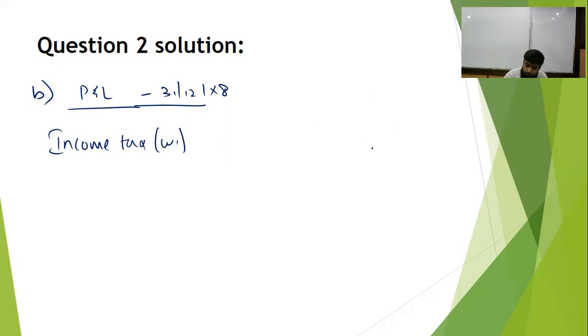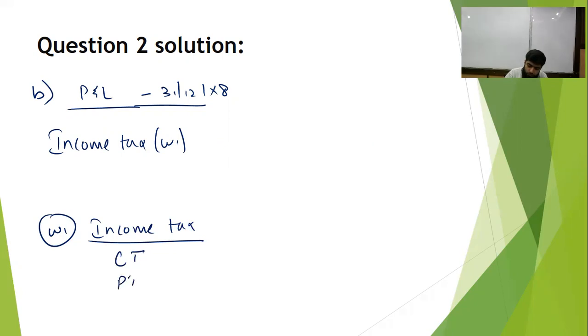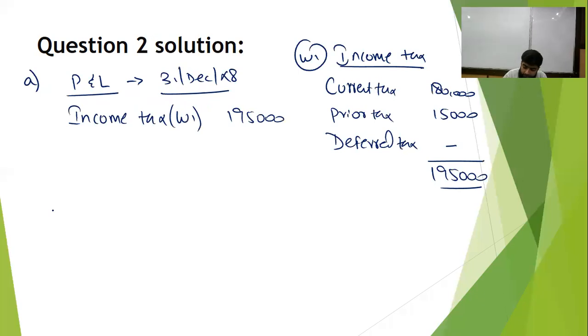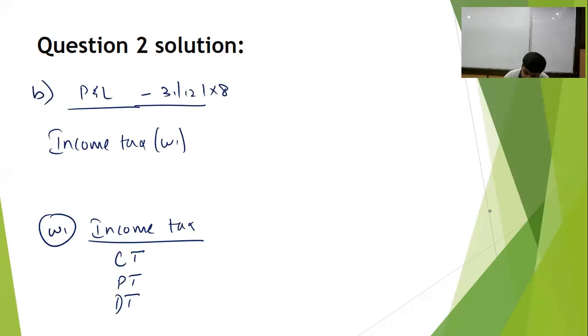And for working one, we definitely have three different types of taxes. Income tax will include three different taxes. Number one, the current tax. Number two, the prior tax. And third one is the deferred tax. Current tax, which is already given, that is 1,80,000.